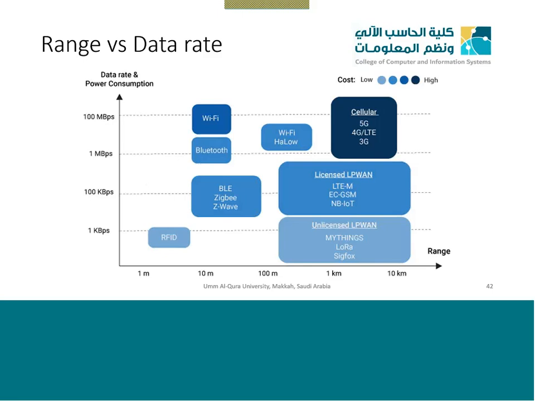Then the cellular, 5G, 4G, 3G, they have a very high data rate. The range is very high because as long as you are in the range of the tower, you are covered. But you know that with 4G and 5G on your phone, if you are on data, the mobile battery drains very fast. So you have to make a trade-off between which technology to use and how much battery you have.